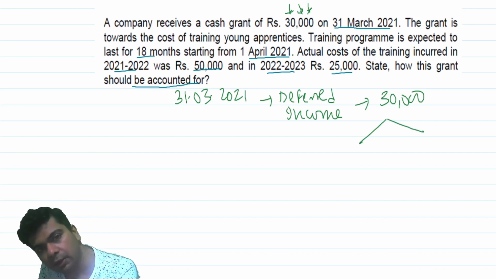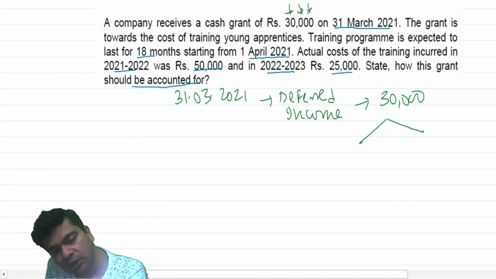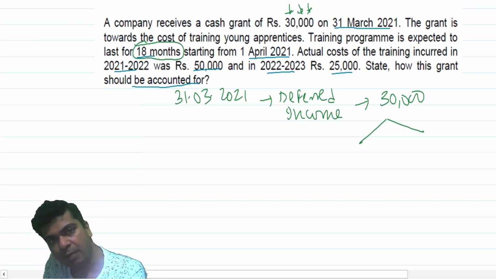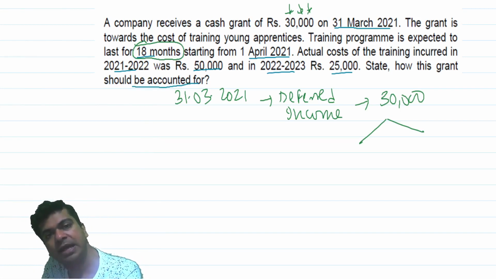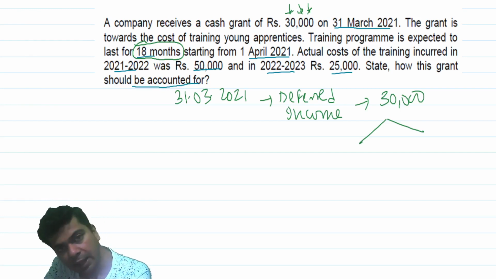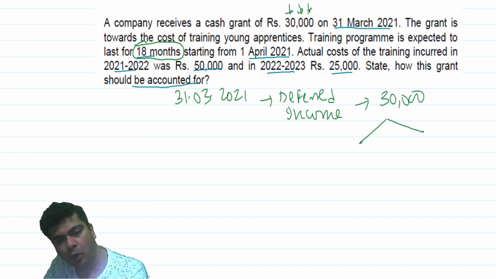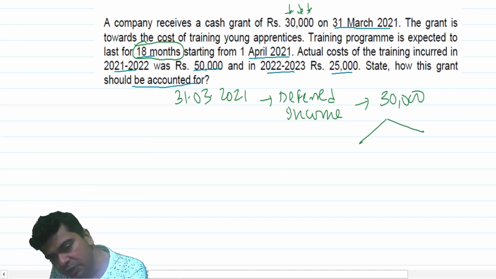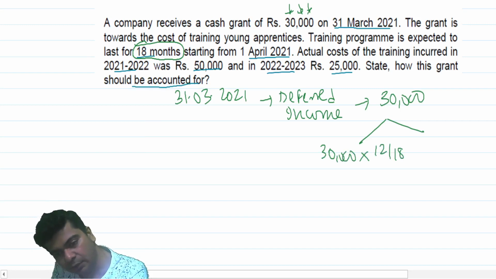How will I do that? It's really very simple. The total length of the training period is 18 months. Remember, whatever is going to be recognized within the next 12 months in the P&L will be treated as a current liability. Anything over and above that will be non-current liability. Okay. So what I will do is I'll take 30,000 and multiply that by 12 by 18. Okay.